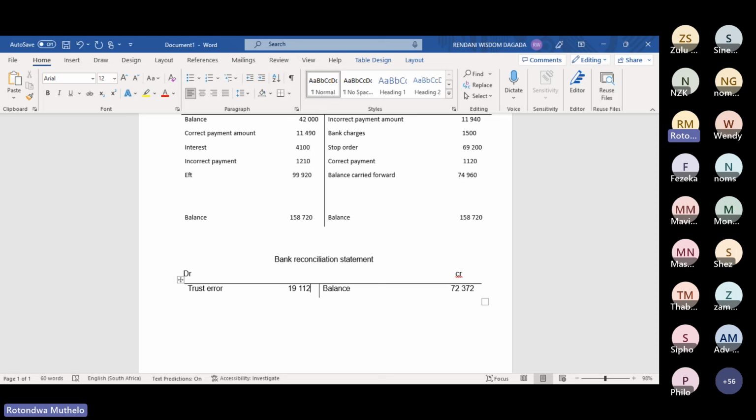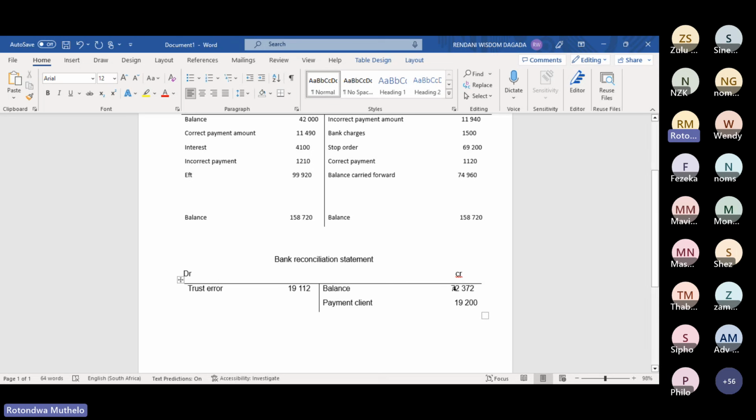So a deposit, when it comes to bank reconciliation, we enter them on the credit side. So we're going to come here and say payment from client, because this client paid us money. So the payment from the client, we're going to enter it here on the side and say 19,000. That is how we enter it.